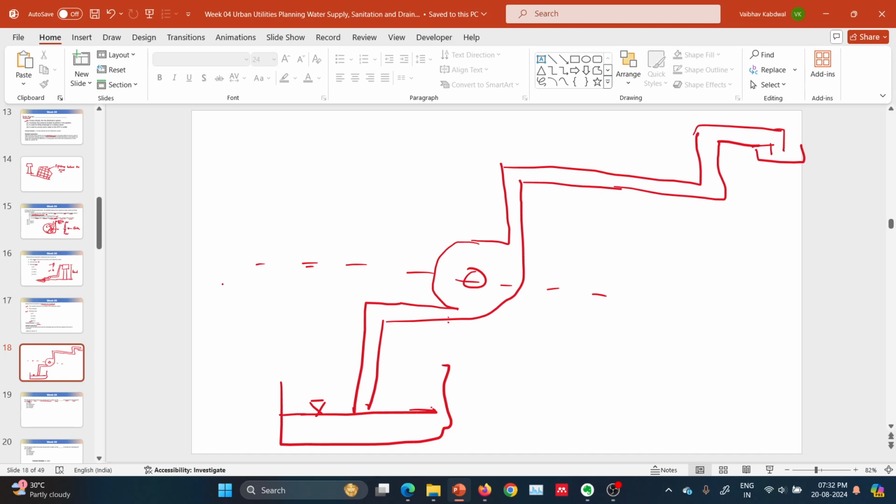This is the suction side, because this pump is taking the water inside. This is kind of pulling. This side pulls, and that side is push. Where pull is there, it is called the suction side, and this side is called the delivery side, because the water is getting delivered after this.